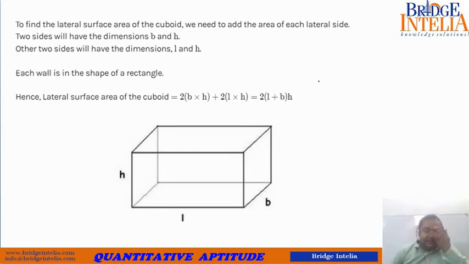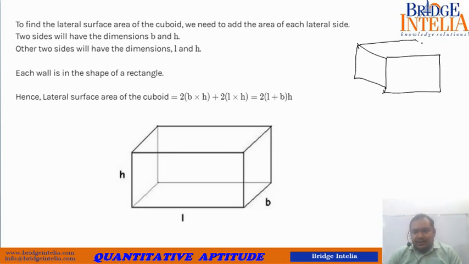This is the height. Suppose you draw a cuboid, then you can't say that this is the height. No, this is not the height. This is the length. Height is always the vertical height achieved. This is the height. So now let us understand what the lateral surface area is. Before finding the lateral surface area, let us understand what the total surface area is.